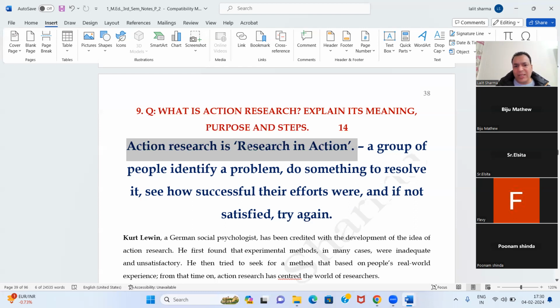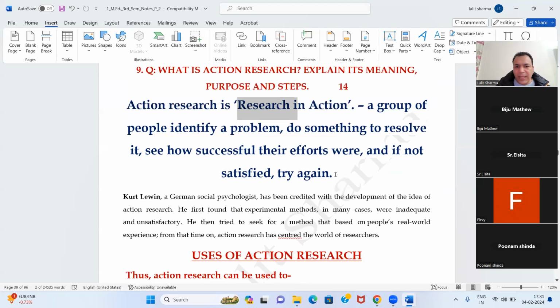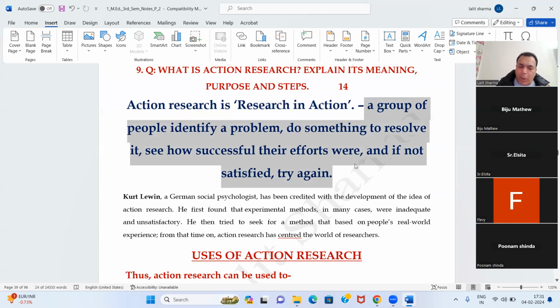Research in action. Look, a group of people identify a problem, do something to resolve it, see how successful their efforts were, and if not satisfied, try it again.